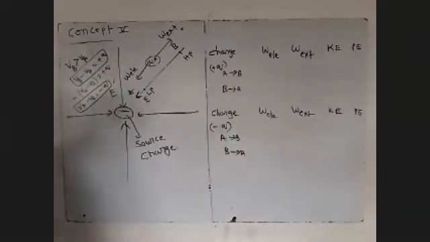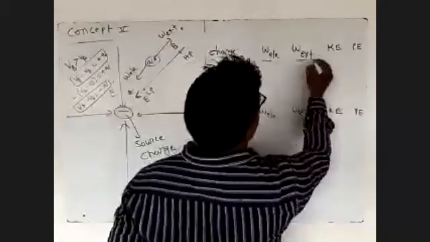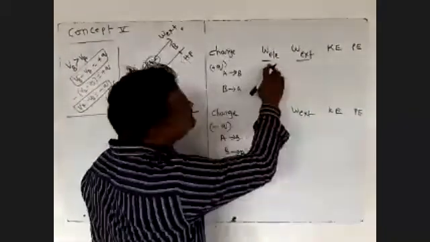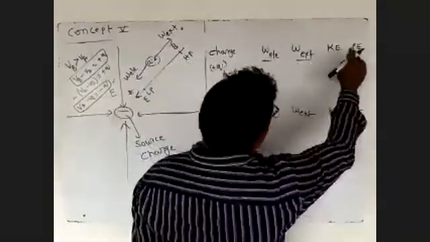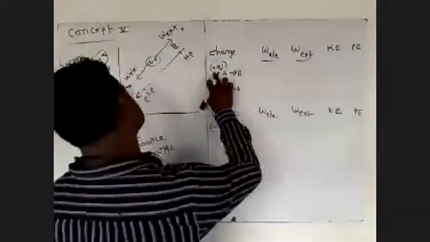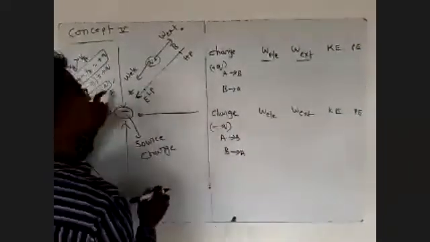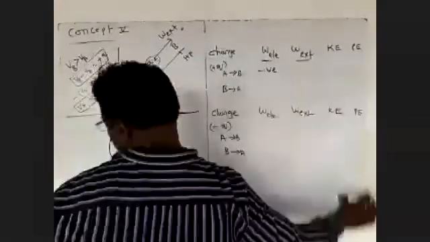This is for charges. Work done by the electric field, work done by the external agent, kinetic energy, potential energy. So this is a positive charge. A positive charge moves from A to B. A to B is negative. This is a negative work done.